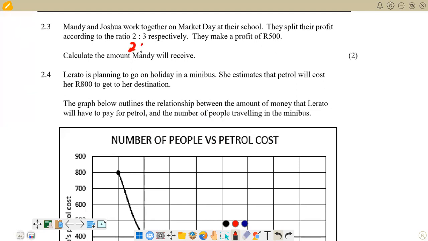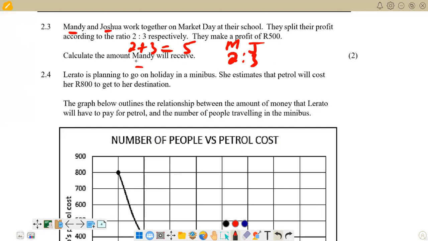We are saying 2 plus 3, we get our 5. So this 5 is going to be our denominator. And then the numerator is going to be the allocation that we have for Mandy. And remember, the ratio is given as 2:3, and we are given respectively, with Mandy coming first. So Mandy will come here, and then Joshua is going to come next. So that's what we have.